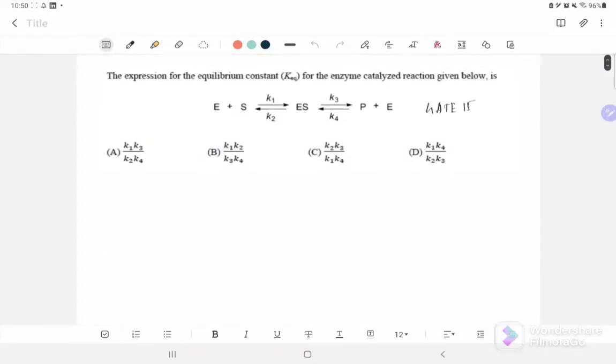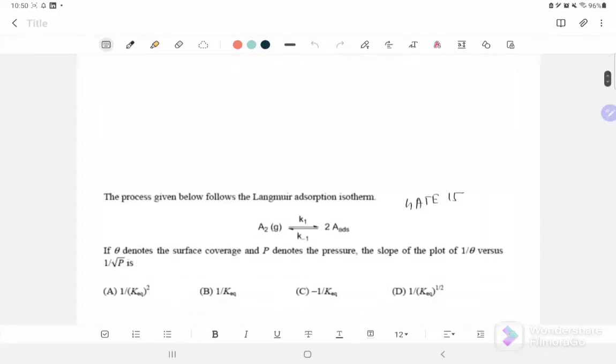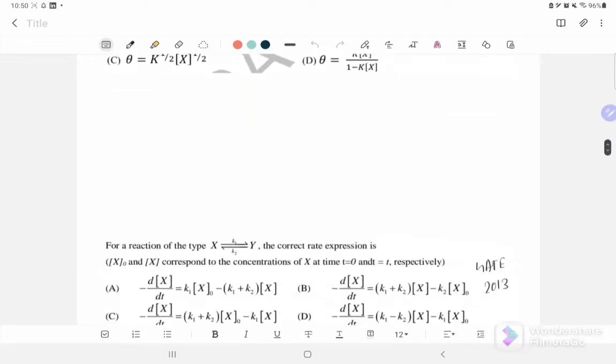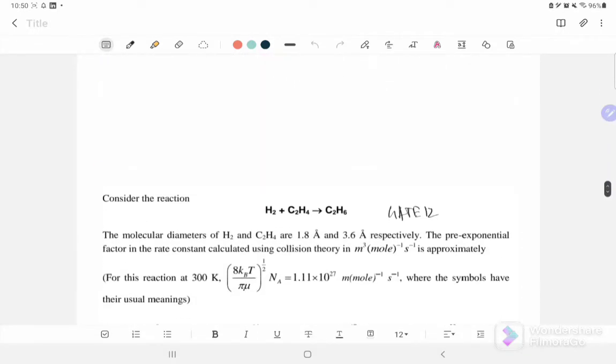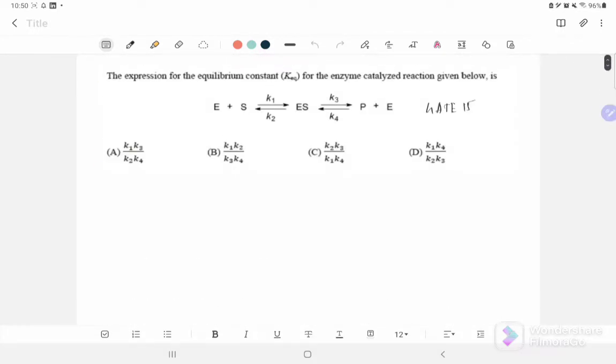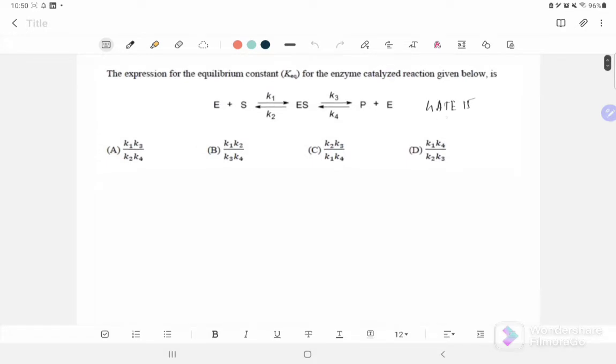In this question and the levels are not that difficult, so we'll start. So the first question that came in GATE 15. Okay, GATE 15. So what is the question?